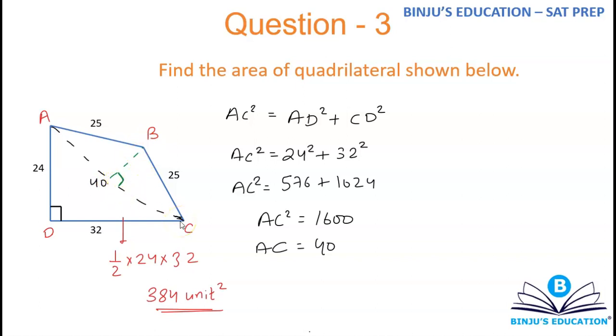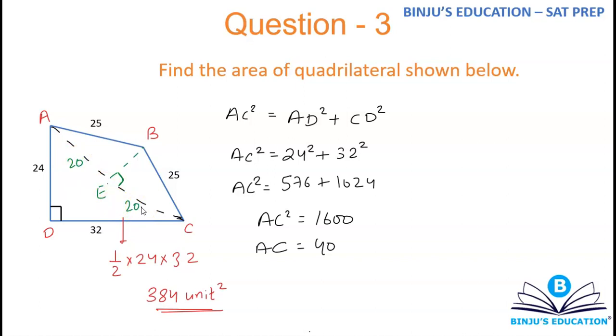Now we discussed that while we were doing isosceles triangle, that if you drop a perpendicular from the vertex which is formed by joining the two equal sides to the opposite base, then that perpendicular also divides the opposite base into two equal parts. So if I name this point as some point E, then AE will automatically be 20 and CE will automatically be 20.